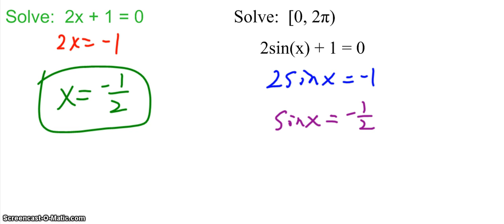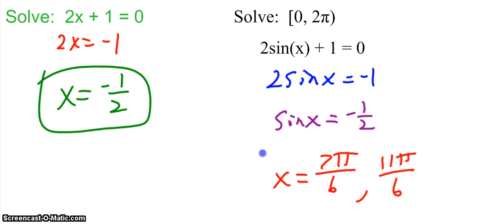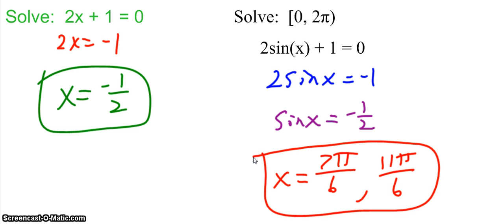So think about our unit circle. How does sine relate to the coordinates on the unit circle? Sine is the y coordinate, where the y coordinate's negative 1/2. I know I want my answers in radians because these are radians. So x equals 7 pi over 6 and 11 pi over 6. That's it. That's solving a trig equation. First part was algebra. Second part was using the unit circle.